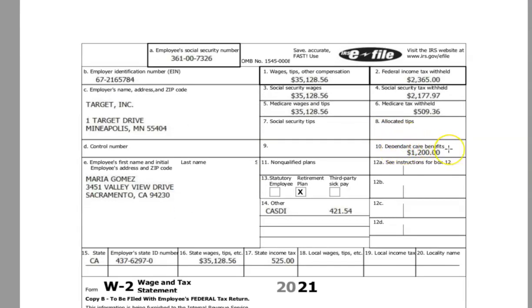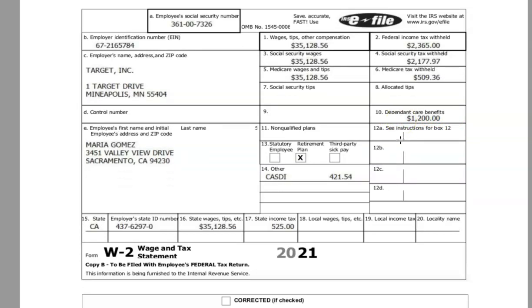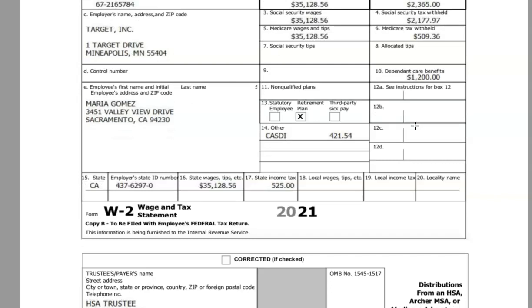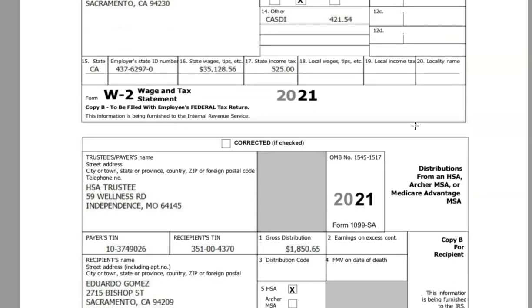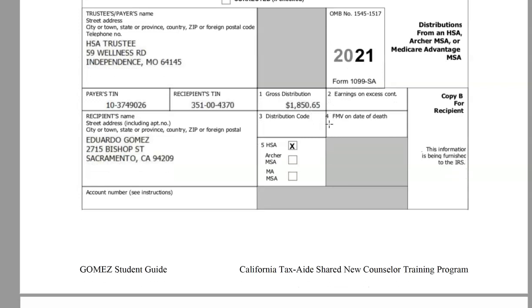Here is dependent care benefits. So the employer contributed money toward dependent care. And so you can't use expenses of the taxpayer that are paid by the employer as a deduction, as part of your deduction. So 2 W-2s. Here is our HSA, and there's a distribution of $1,850, so a little bit more than last year.